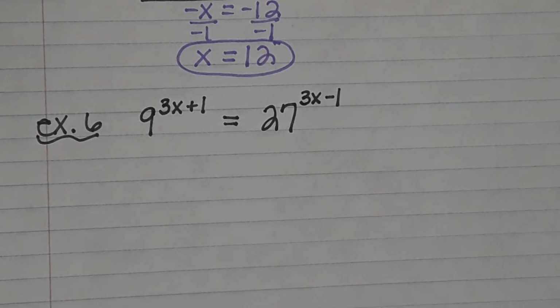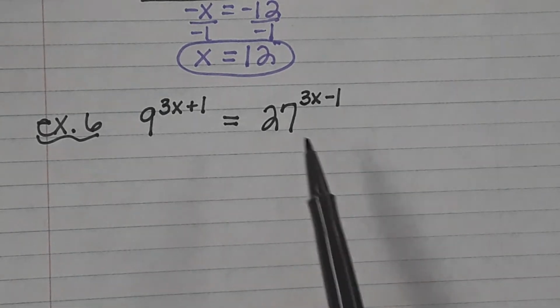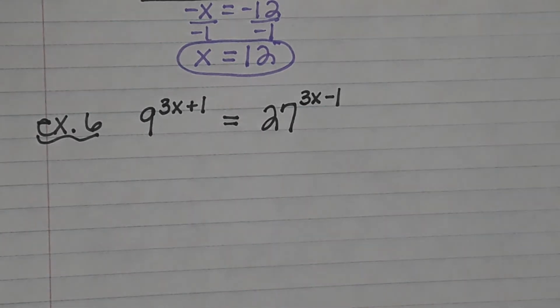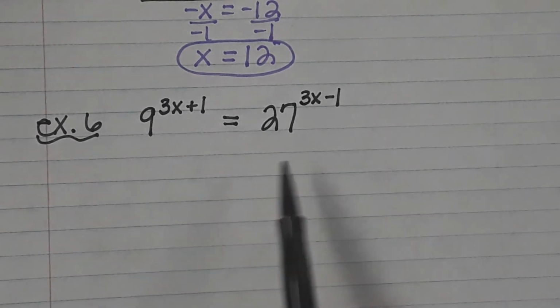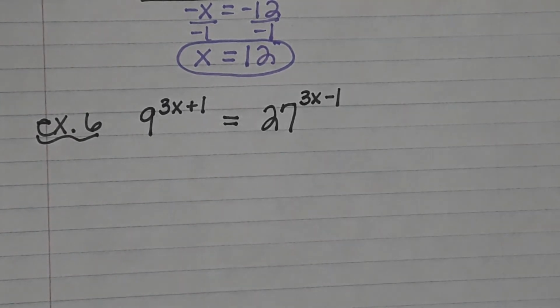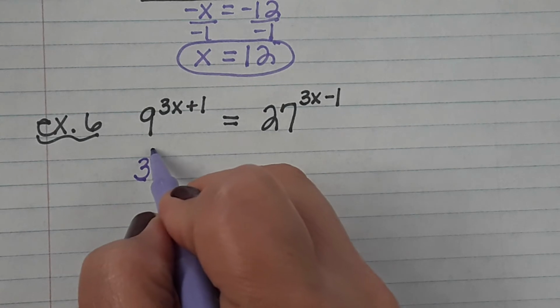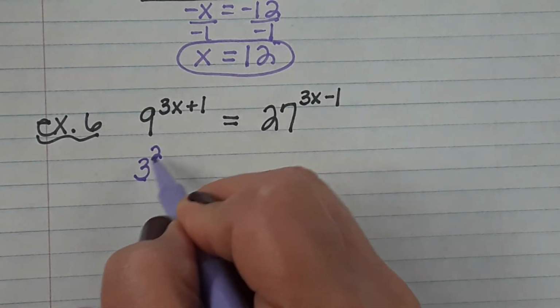What do you notice about this one? Can you write 27 as a base of 9? 9 to the 1st power is 9. 9 squared is 81. Well, that's not going to work. So is there another way that I could write it? 3. So now we're going to have to rewrite both sides. So I can rewrite 9 as a 3. 3 what though? To the 2nd. So I'm going to rewrite 9 as 3 to the 2nd.